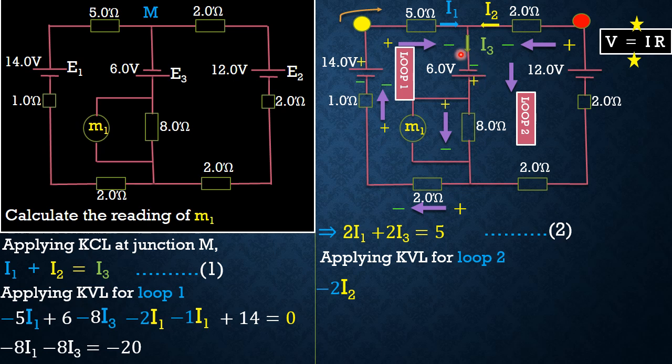This is a negative potential, positive potential. We leave from negative to negative. We arrive at positive. There's a potential gain, right? So we are going to have +6. Then now, guys, we are at this 8 ohm resistor again.